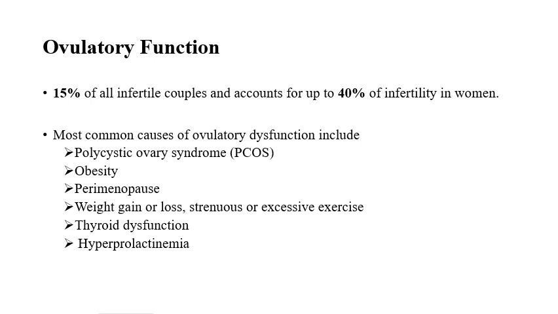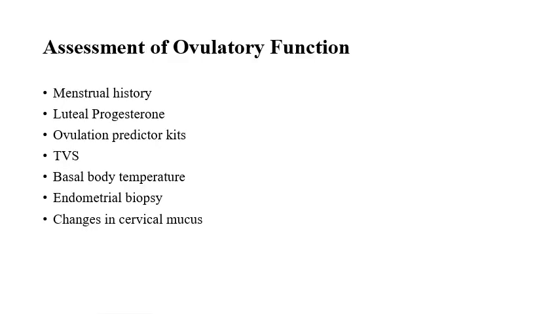Let's discuss the various tests which are used for ovulatory function. The tests used for assessment of ovulatory function are menstrual history, second, luteal progesterone, third, ovulation predictor kits, transvaginal ultrasound, basal body temperature, endometrial biopsy, and changes in the cervical mucus. Let's first discuss the very important one, that is menstrual history.